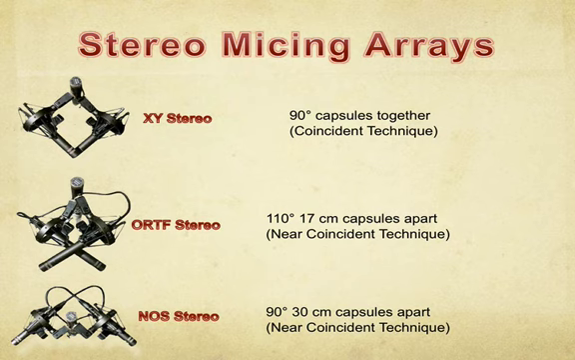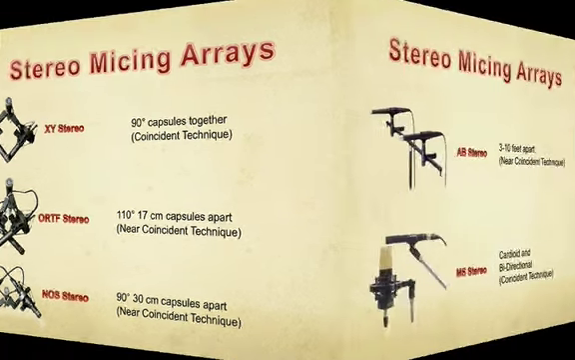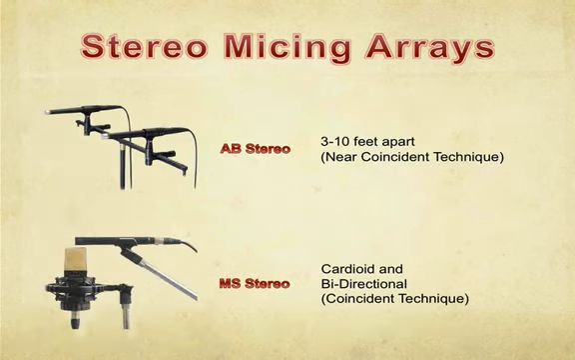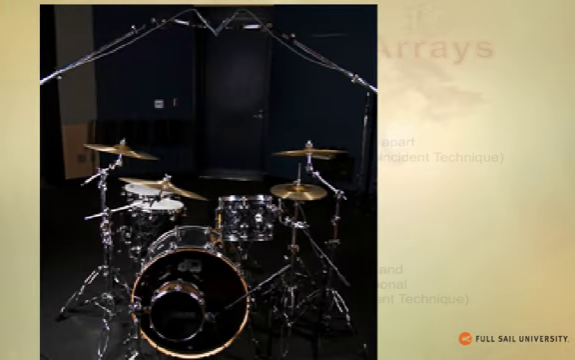You can see there are several techniques that can be used in mic placement, from XY stereo, ORTF, NOS, AB stereo, and MS stereo, which is something that we will talk about a little later also. Let me show you some examples of how one drum set with the same set of microphones can sound different with the different stereo miking arrays being used.